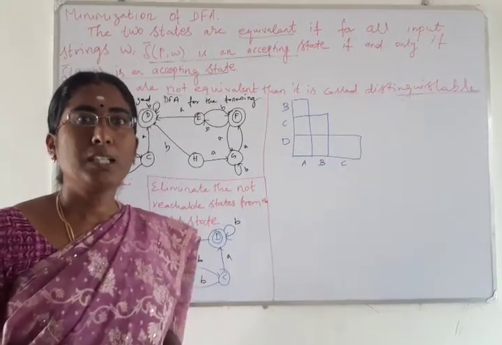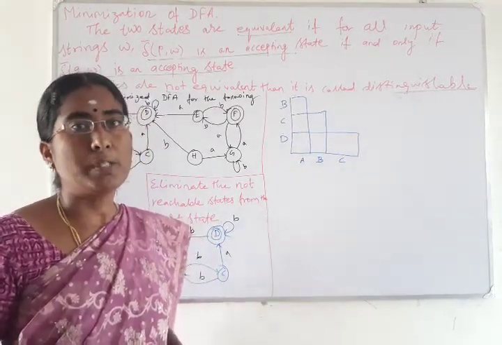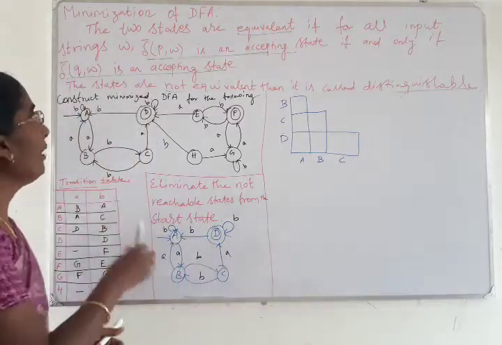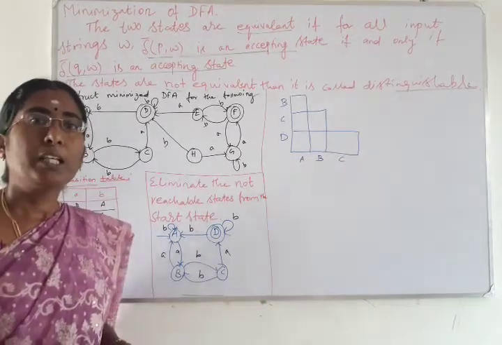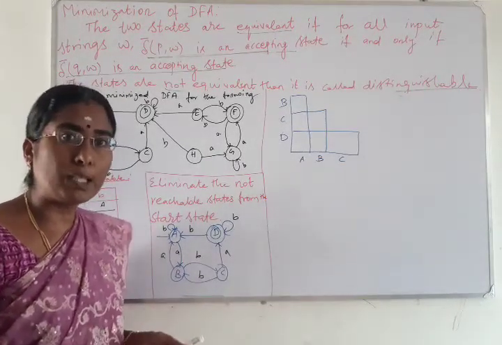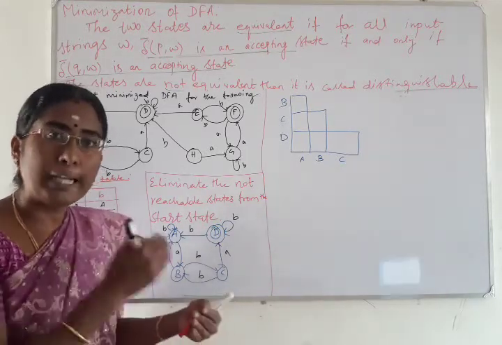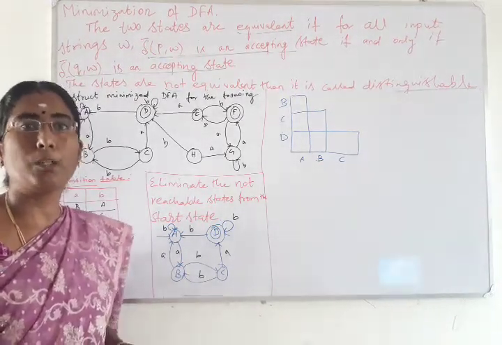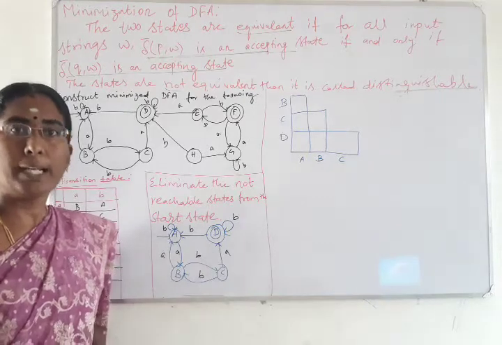Hello friends, now we will see an example problem for the minimization of DFA with not reachable states, that is, states not reachable from the start state. For example, if P and Q are two different states, we say the states P and Q are equivalent if extending the transition for some string W from state P and from state Q leads either both to an accepting state or both to a non-accepting state. Then the states P and Q are said to be equivalent, or an indistinguishable pair of states. Now we will see an example.